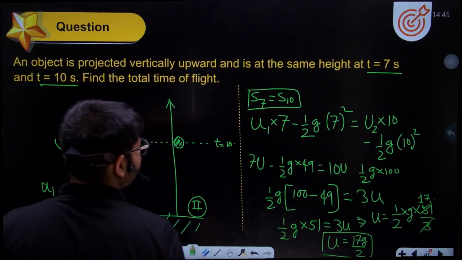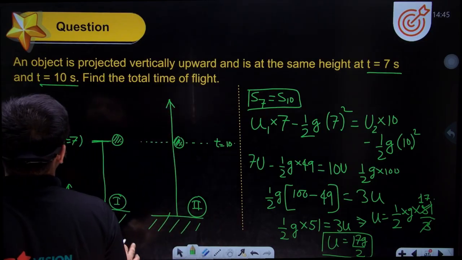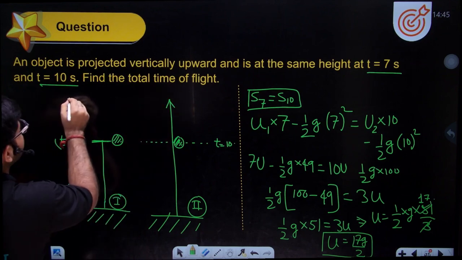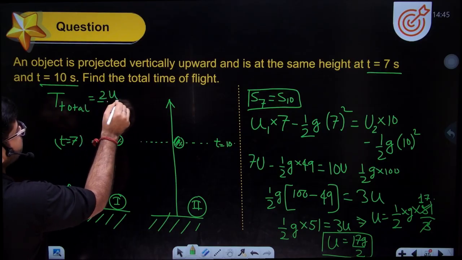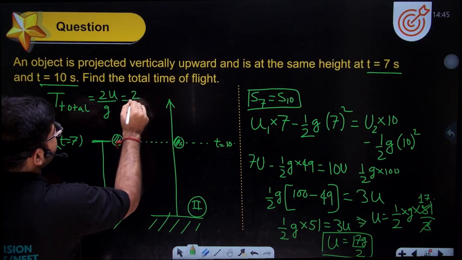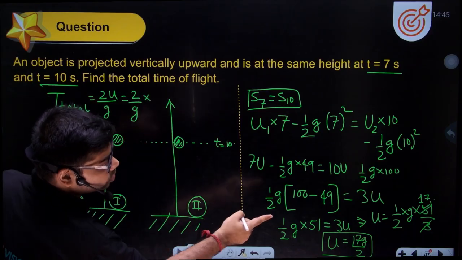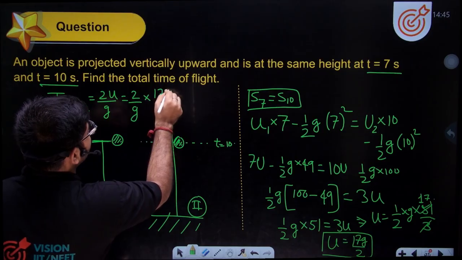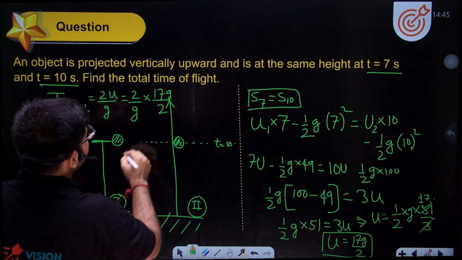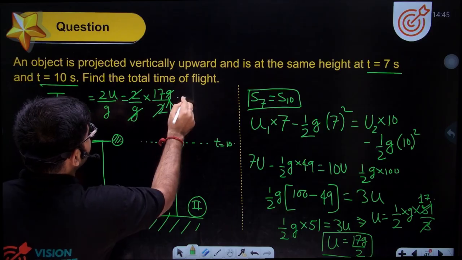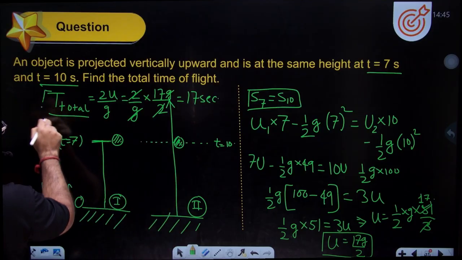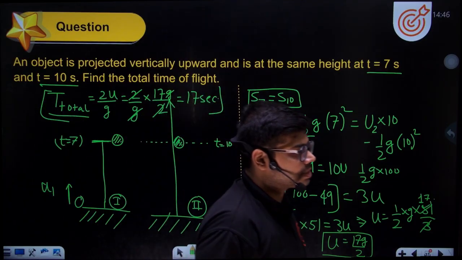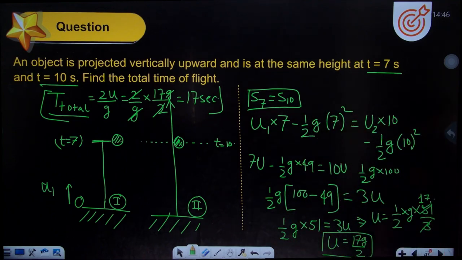Okay, now if your u is 17 g by 2, we know that the total time of flight is 2u by g. अब 2 by g into what is the value of u? 17 g by 2, right? So, your 2 getting cancelled, g getting cancelled, time total is 17 second. So, your total time of flight is basically 17 second. 17 second is your total time of flight.